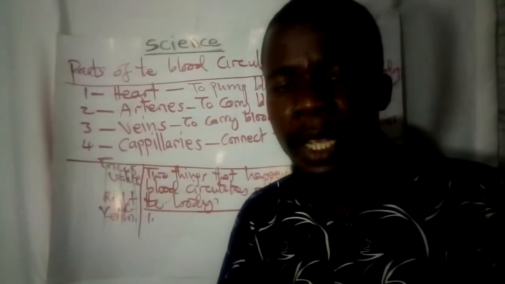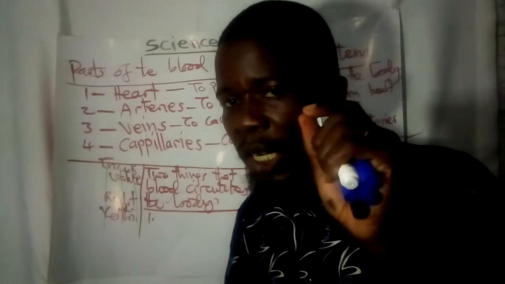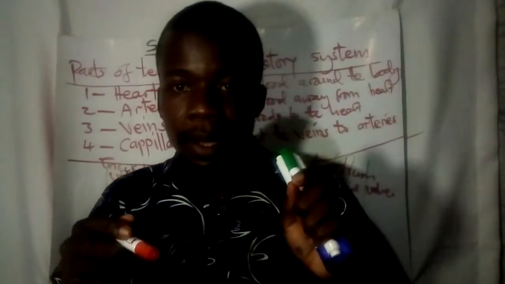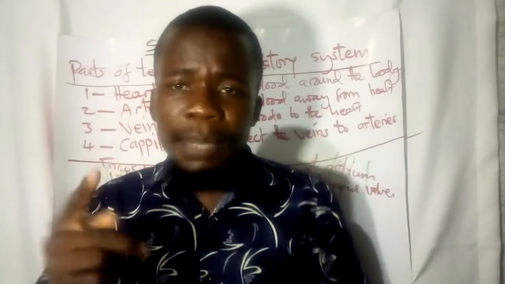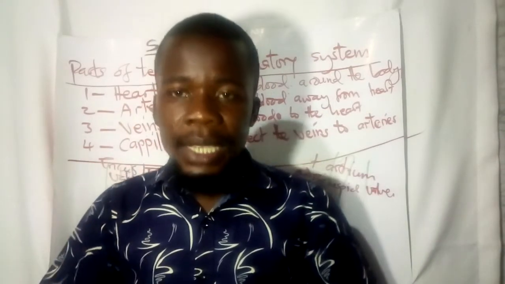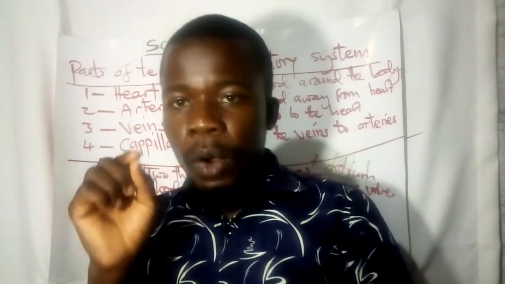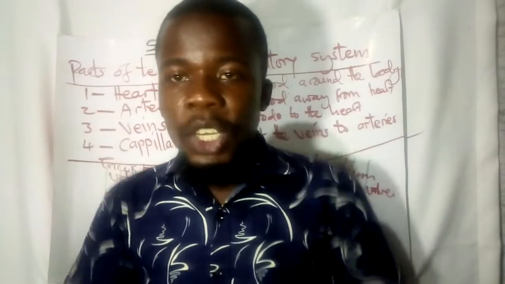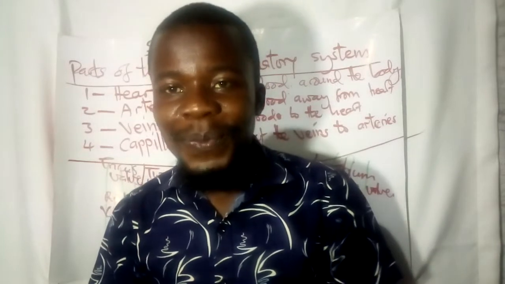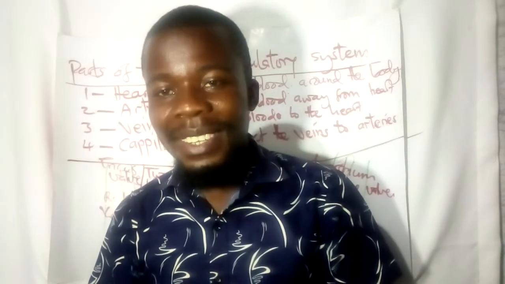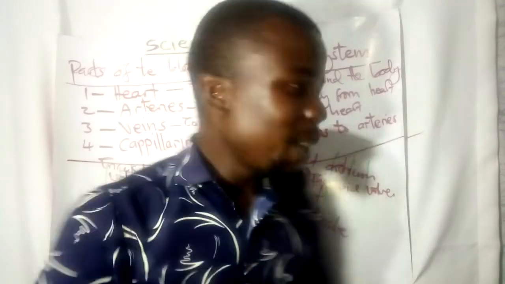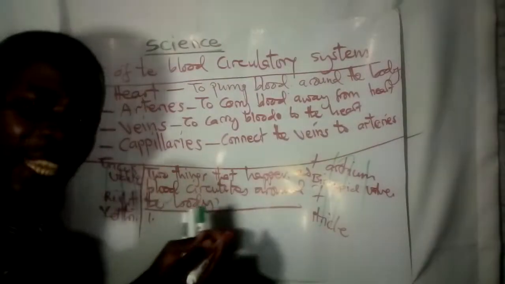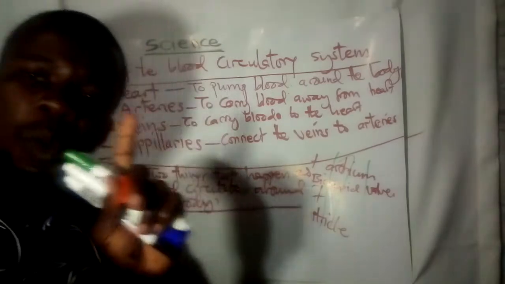Number one, as blood circulates around the body, excretion of waste products takes place or happens. So one of the things that happen as blood circulates around the body is the excretion of waste products, e.g., carbon dioxide and urea.